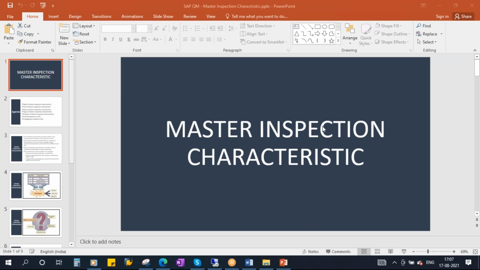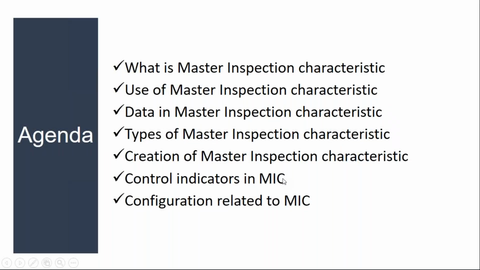Okay, so we'll be starting our next topic, that is master inspection characteristics. The topics that we are going to cover: we will see what is master inspection characteristics, use of master inspection characteristic, data maintained in the master inspection characteristics, and the types of master inspection characteristics. Then we will create the MICs in the system. Okay, MIC and the control indicators in the MIC. What are the control indicators, their importance, and then configuration related to MIC. So these are the topics we will be covering in the MIC.